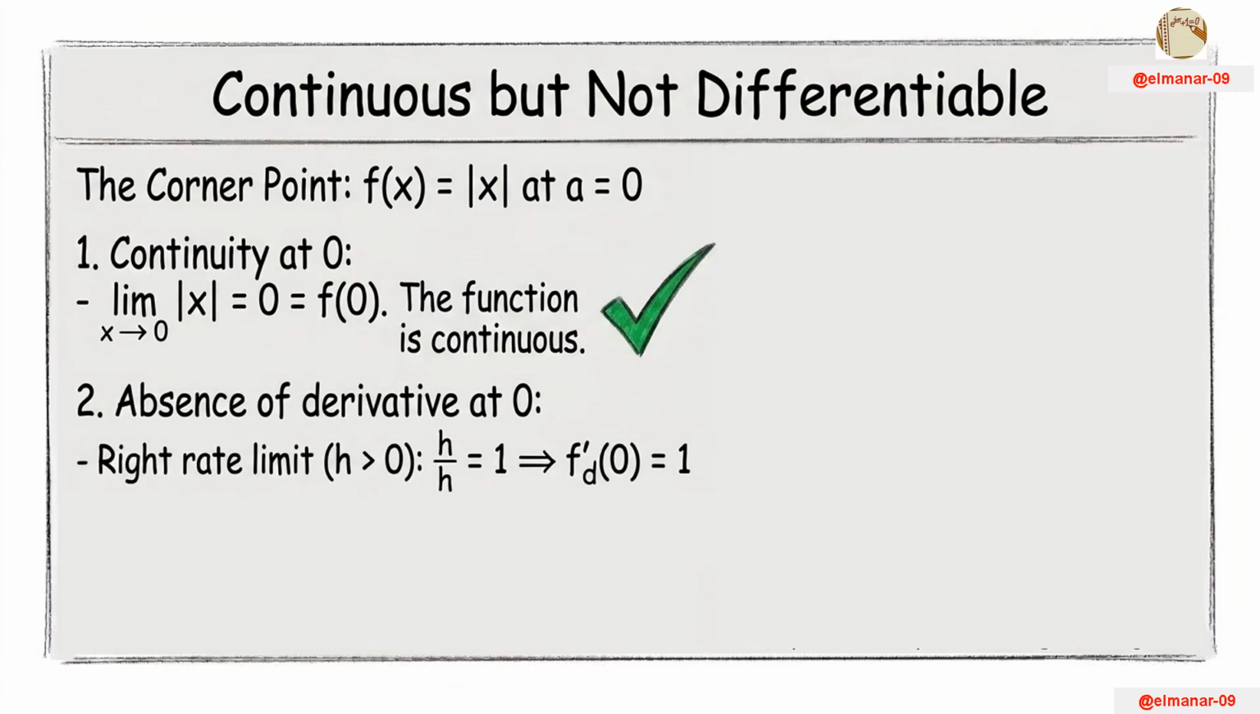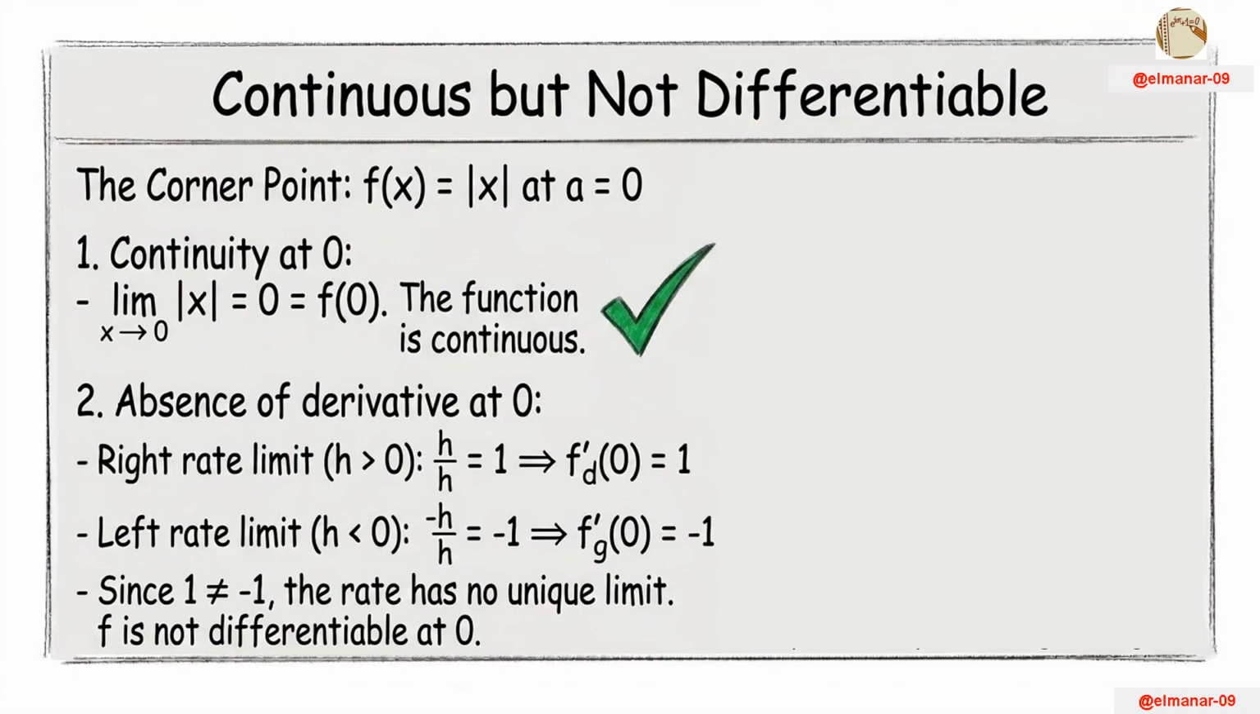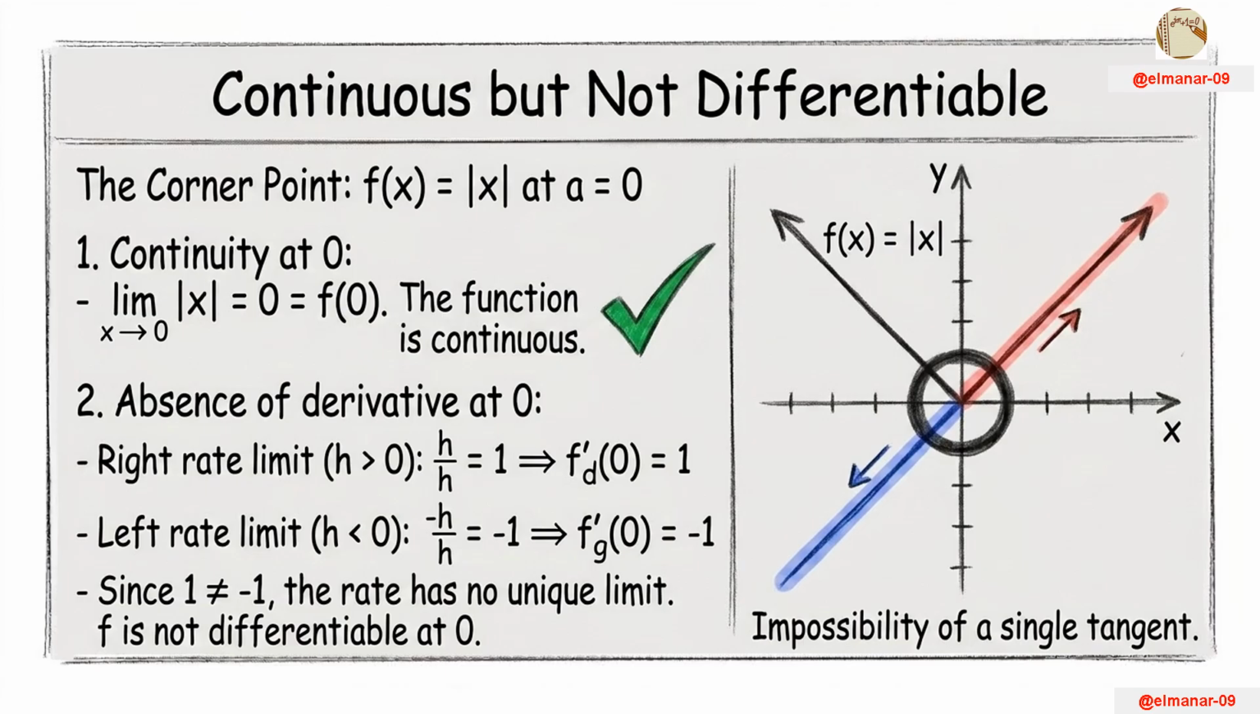From the right, the slope is 1. From the left, the slope is negative 1. Since 1 does not equal -1, there is no unique limit. This creates a sharp V shape on the graph, where a single tangent line is impossible. This proves our point. It's perfectly continuous, but it's not differentiable at that sharp corner. Keep this example in mind.